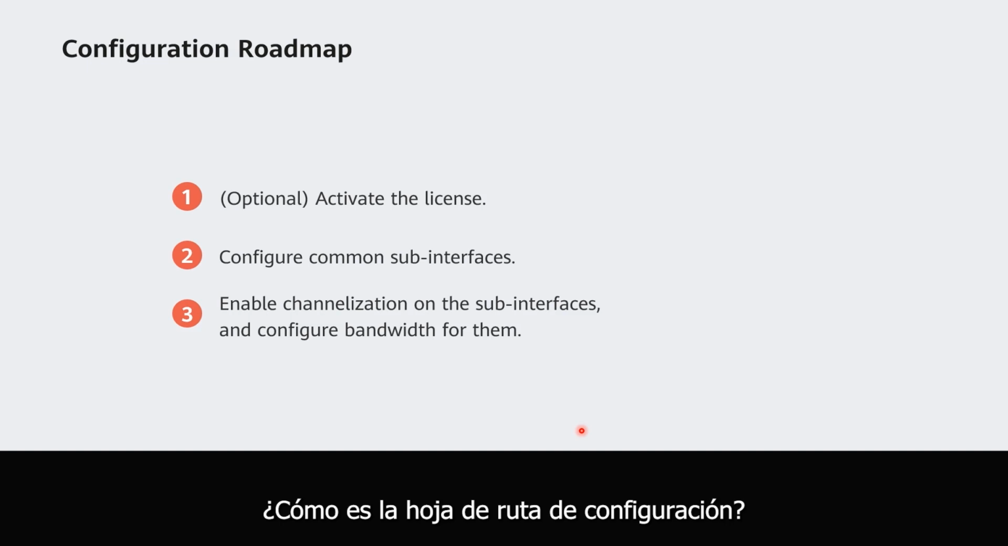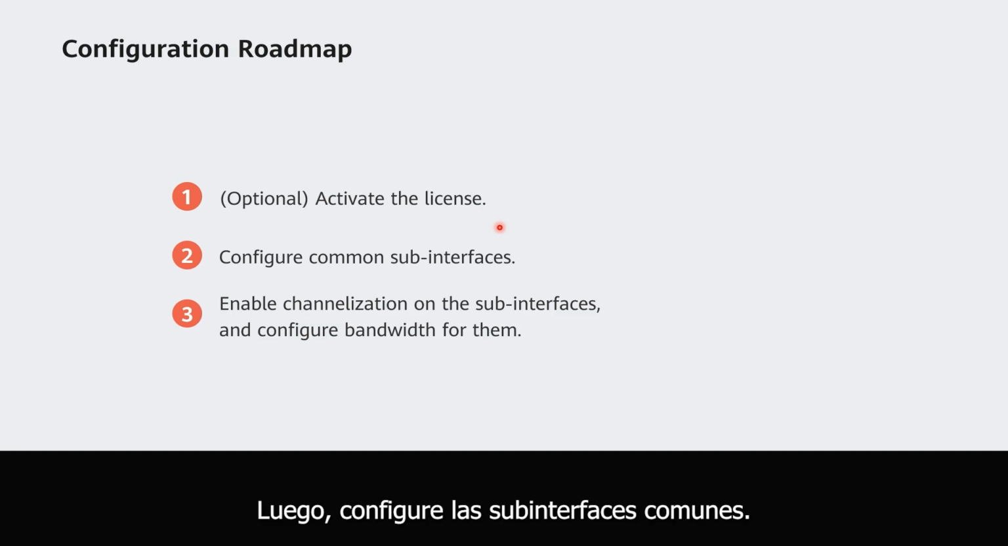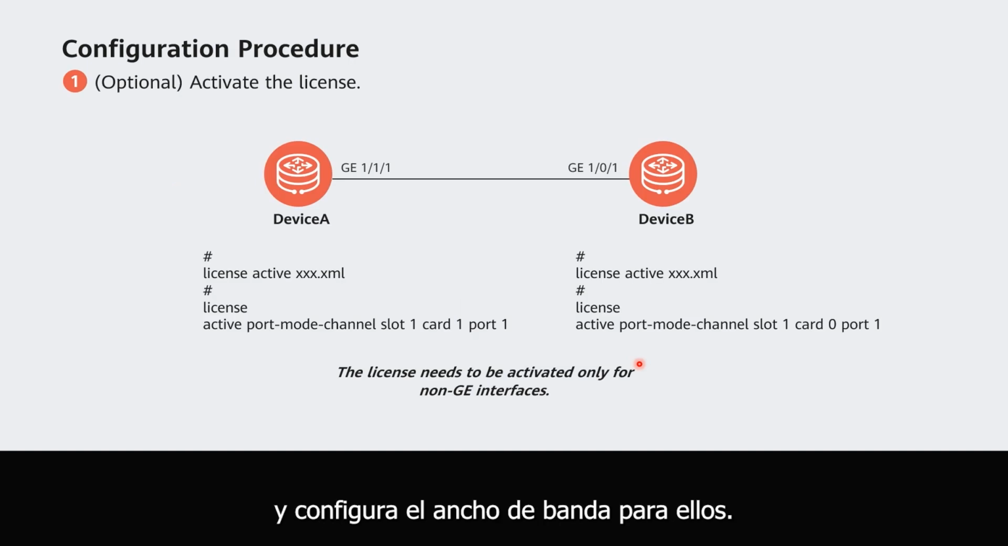What does the configuration roadmap look like? If the interface isn't a GE interface, it's time to activate that channelized sub-interface license first of all. Afterwards, configure common sub-interfaces. Finally, enable channelization on the sub-interfaces and configure bandwidth for them. Let's go through configuration specifics.